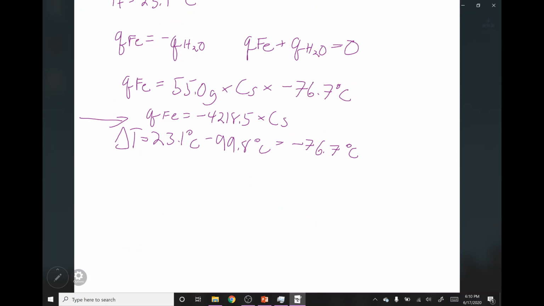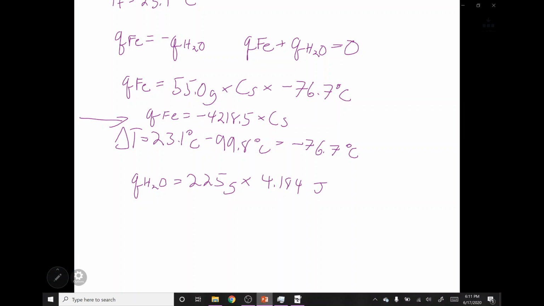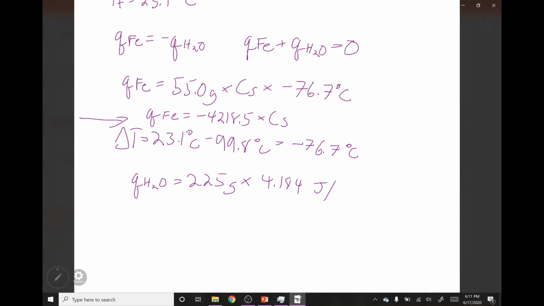So what we can solve here is the Q for water. We'll say QH2O is equal to, they told us 225 grams times 4.184 CS for water, and that's joules. Let me double check my unit. Oh, they don't tell us here, do they? Okay, so joules over grams times degrees C.